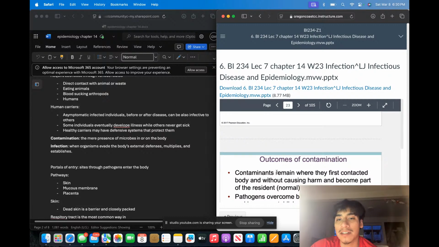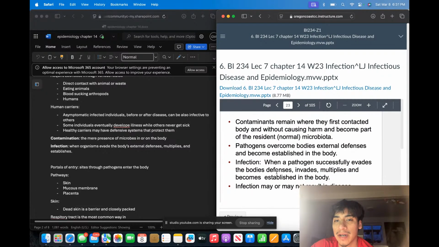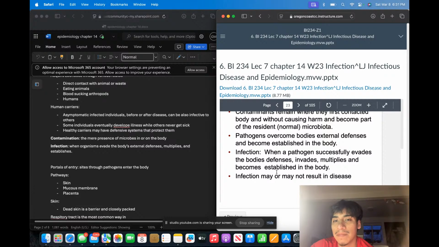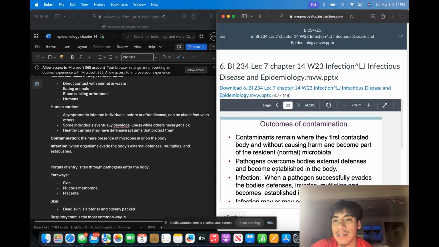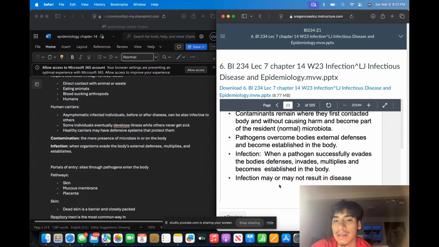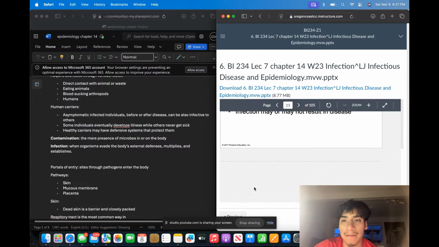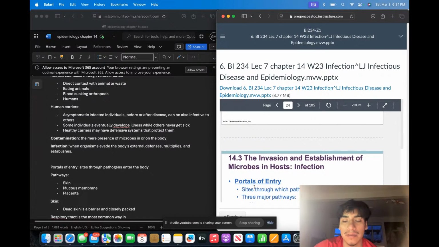Outcomes for contamination. Contaminants remain where they were first contacted on the body and, without causing harm, become part of the resident normal microbiota. Pathogens overcome the body's external defenses, and so infection is when that happens; the infection may or may not result in disease. I think we'll go over that definition later, but from what I remember, it's just when it multiplies to the point where it adversely affects your body.